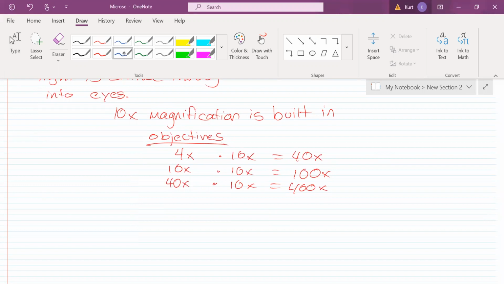Now, if you were to go to college, there's actually a fourth objective. That's the 100 times objective. And you can actually see things at 1,000 times magnification, which is pretty cool. Now, with this, the image is colored. Sometimes you have to use a dye, D-Y-E.